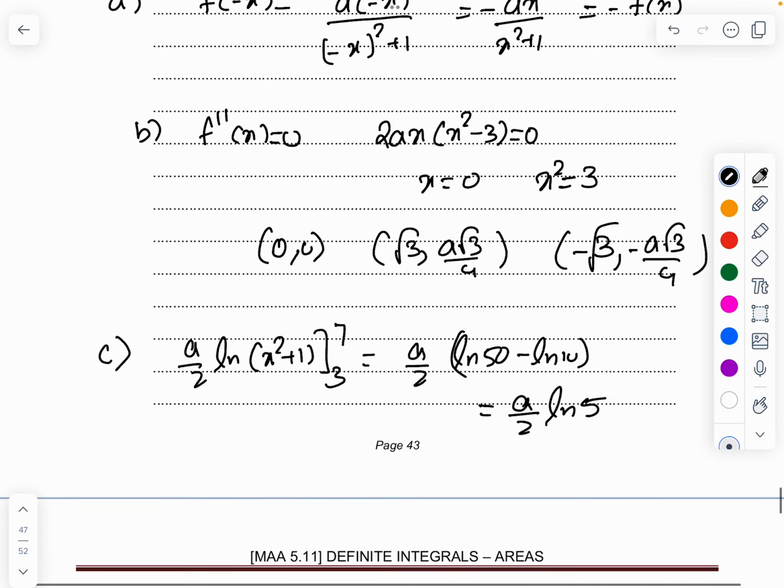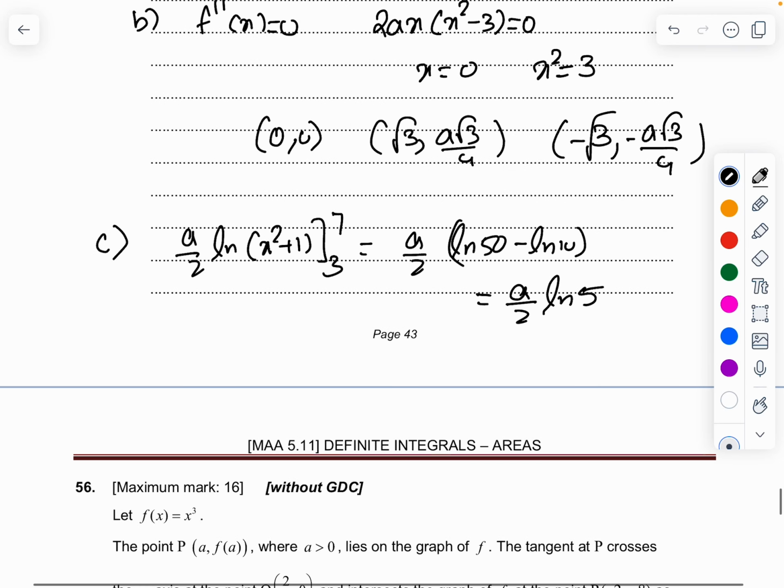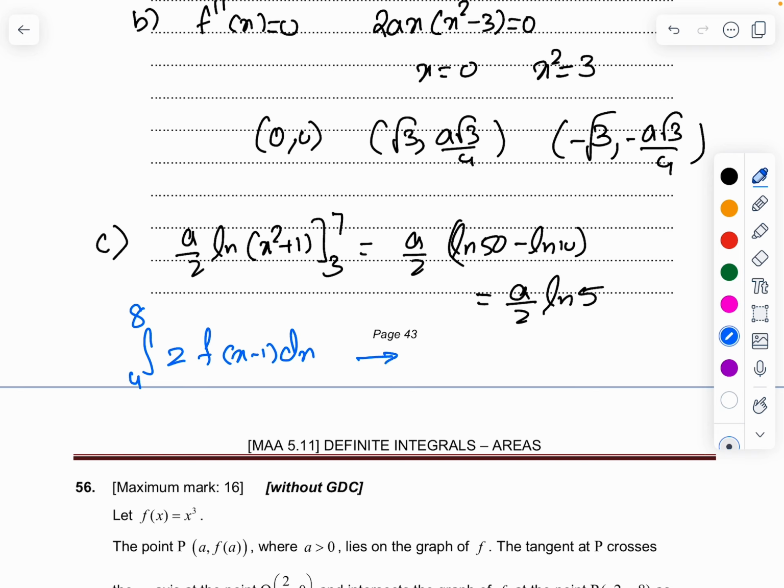Find the area from 2 to 8 of f of x minus 1. So the integral of f of x minus 1 dx from 4 to 8. What's happening is I'm shifting the limits by 1 unit, so the area will continue to remain a upon 2 ln 5, but this 2 is there, so it gets multiplied by 2, then the 2 gets cancelled, so the area will be a ln 5.